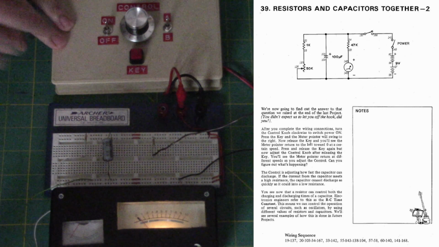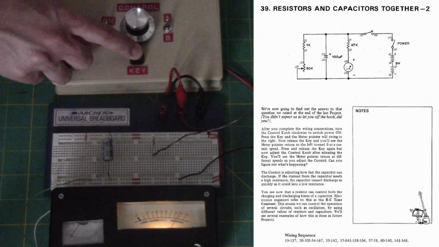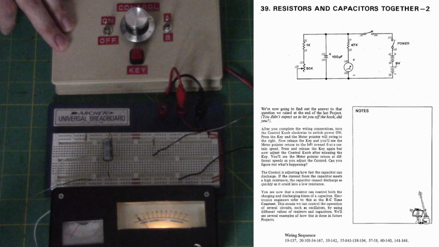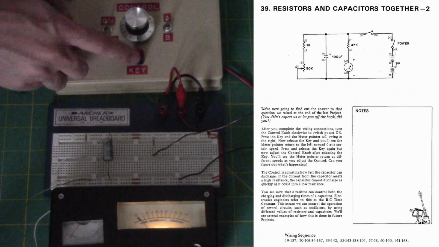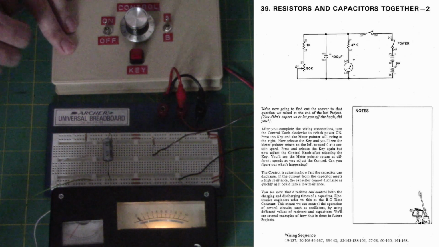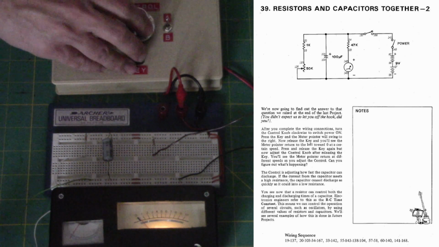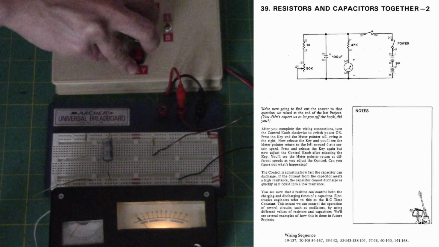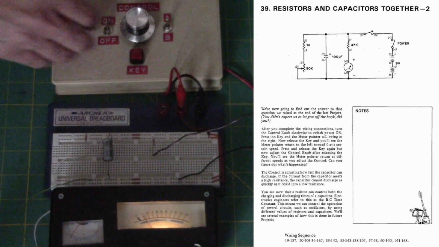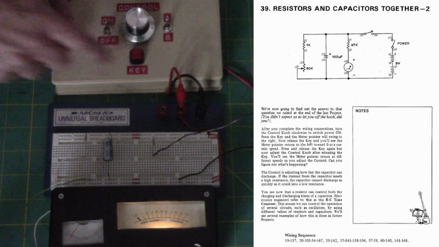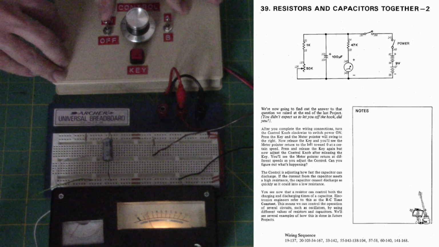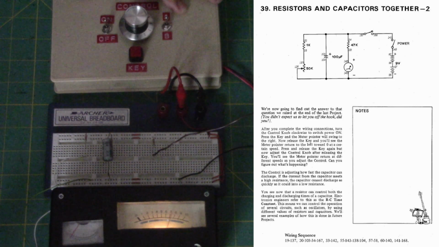Press the key and the meter pointer will swing to the right. Now release the key and you'll see the meter pointer return to the left toward 0 at a certain speed. Press and release the key again, but now adjust the control knob after releasing the key. You'll see the meter pointer return at different speeds as you adjust the control.